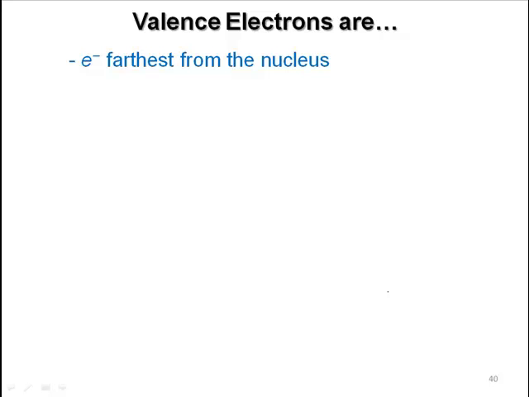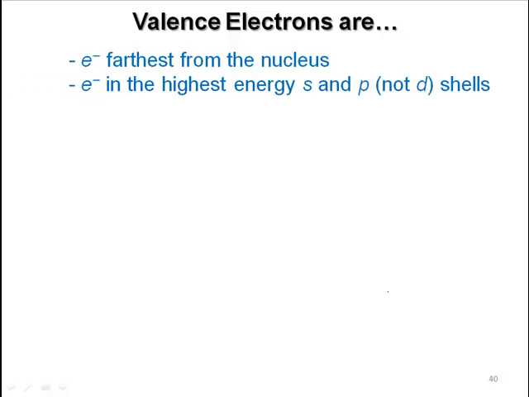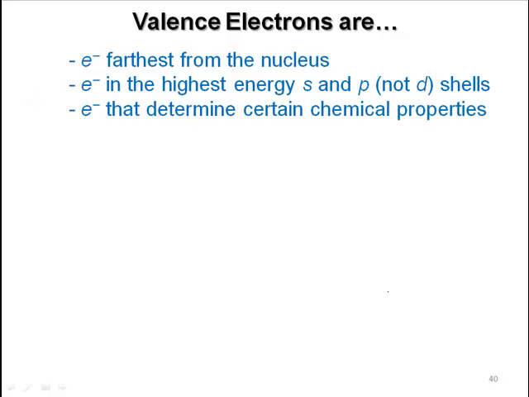Now, valence electrons are electrons that are furthest from the nucleus. These are the electrons I was just identifying. They're in the highest energy s and p shells, but not the d or f, because d and f are going to be a lower energy level anyway. You don't really have to remember that; just look at the big number. The big number gives you the valence electrons, the electrons that determine certain chemical properties. Valence electrons are also the electrons involved in chemical bonding.